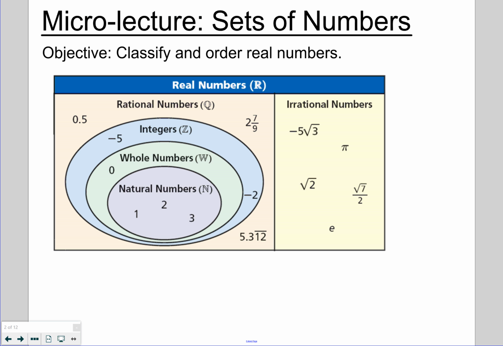Take a look at 0.5. So we're going to see 5/10. This is a rational number because the decimal terminates or stops. Do you see how the last digit is in the tenths place? So that's why it is called a rational number. It stops.